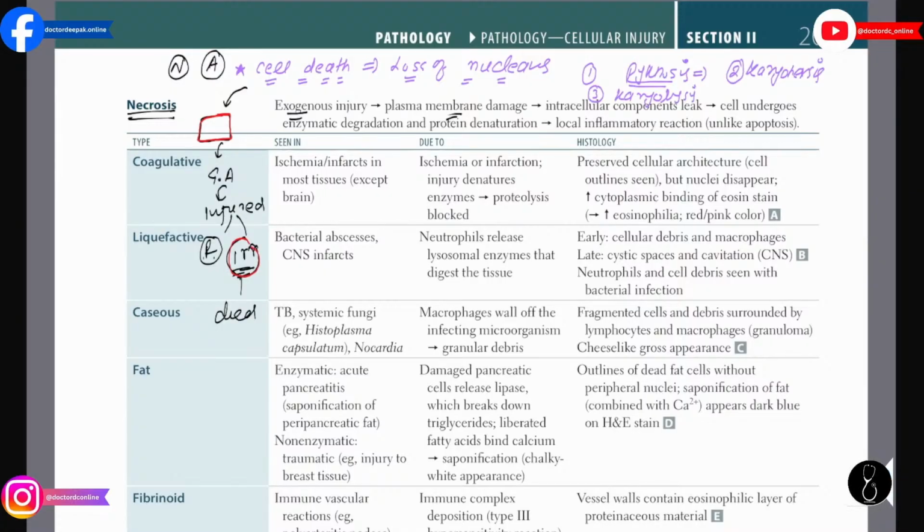And what will happen when the cell dies? There is damage of the plasma membrane. And when the plasma membrane gets damaged, what will happen? We know that inside the cell there are certain components, certain enzymes. So when the plasma membrane gets damaged, these intracellular components will come from inside to the outside. It means these intracellular components will start leaking. They will come outside to the surrounding environment. And what will happen next? Then the cell will undergo enzymatic degradation and protein denaturation.